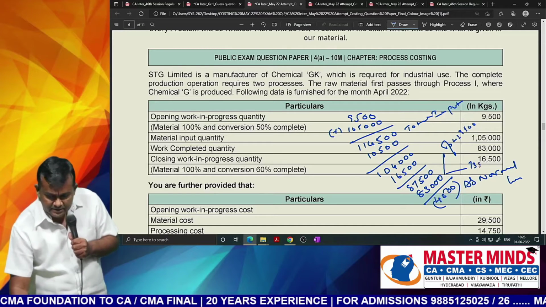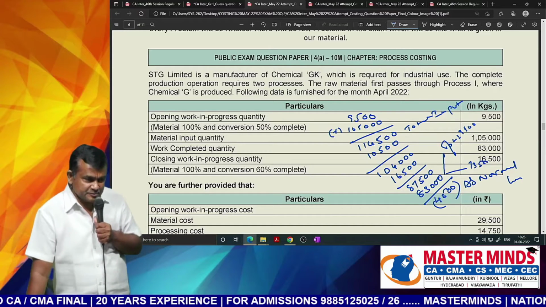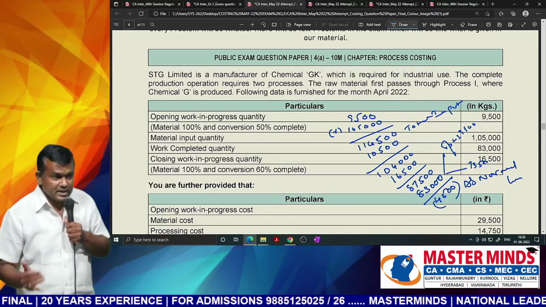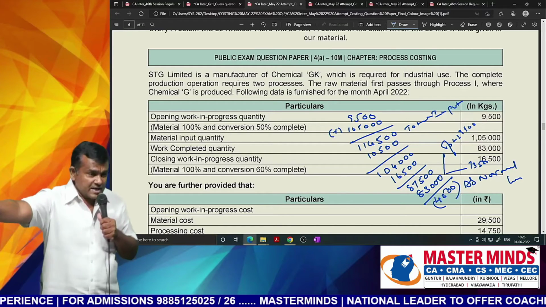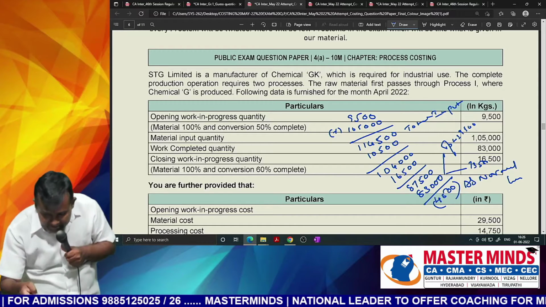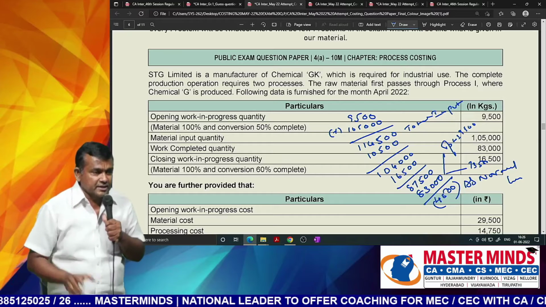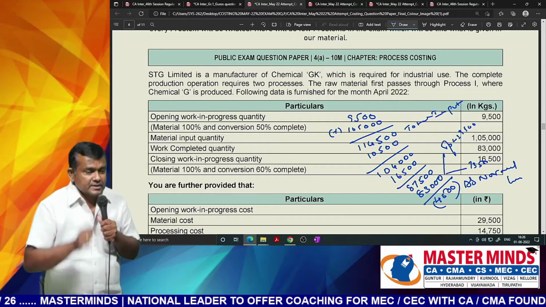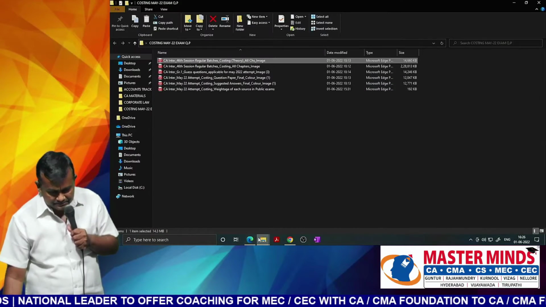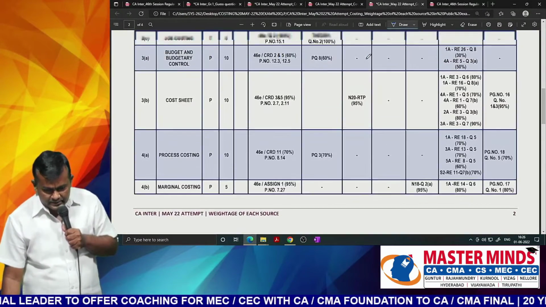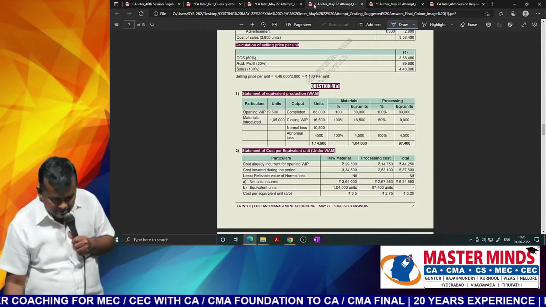73,000. So here the question is asking for the weighted average method. Don't segregate, because opening work in progress is previous period work completion plus current period work completion, 100% in all segments. So don't segregate. Finally, units completed 83,000. Correct answer.